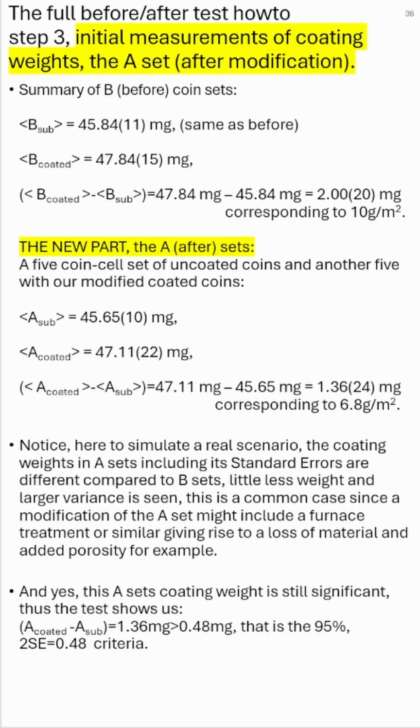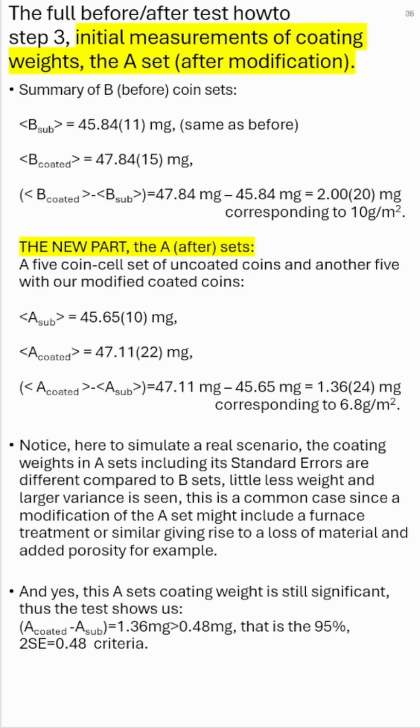So why does it drop? Why do I have that as an example here in our scenario? This is quite a natural thing, right? You do some modification. Let's pretend that this is a furnace treatment process or something like that. Then during that furnace heat-up phase, you might lose material from the electrode surface overall, which means that the coating weight might become a little bit less if you do everything else the same. And also that the variance, the standard error, increases to 0.24 compared to 0.20 here, can be caused by the same means. I mean, added porosity and things like that in the material, right?